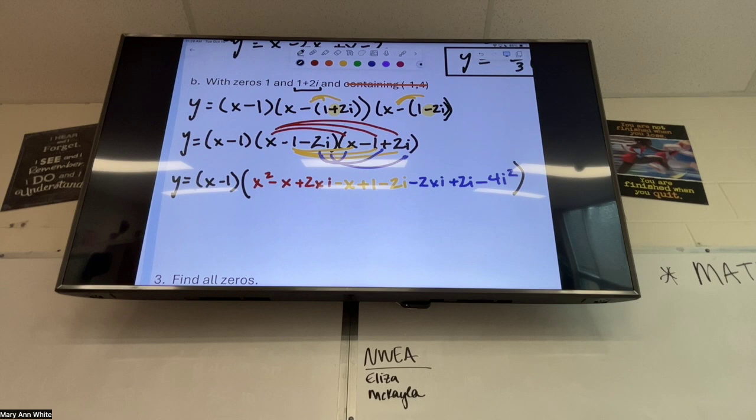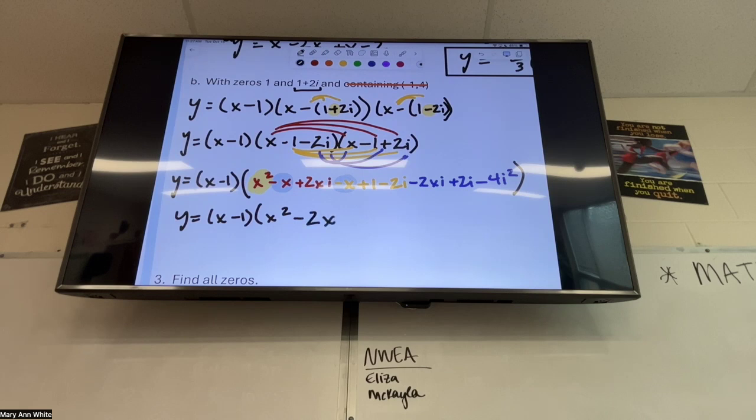Okay, now let's combine like terms. I've just been carrying this y, x minus 1 this whole time. Okay, I see an x squared. I don't see any other x squared, so that'll be my only one. What about x's? I see a negative x, I see a negative x. So minus 2x.